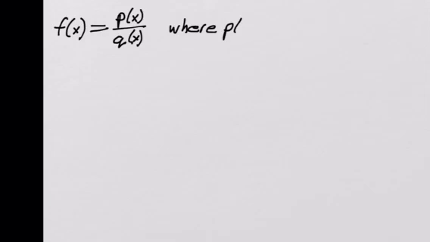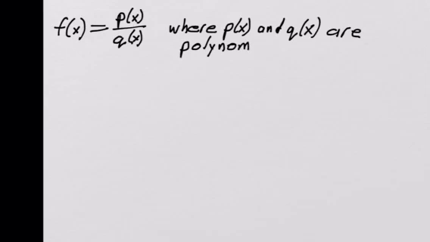So a rational function is going to be a function of the form f of x equals p of x over q of x, where p of x and q of x are polynomials. So, really, a rational function is just a polynomial divided by a polynomial.